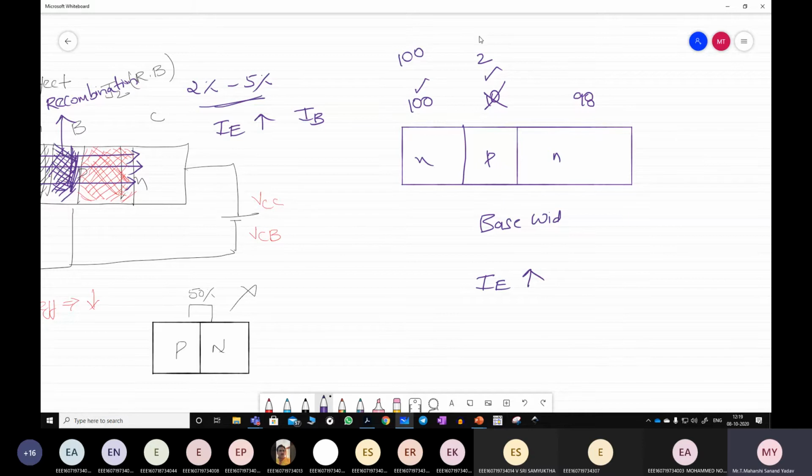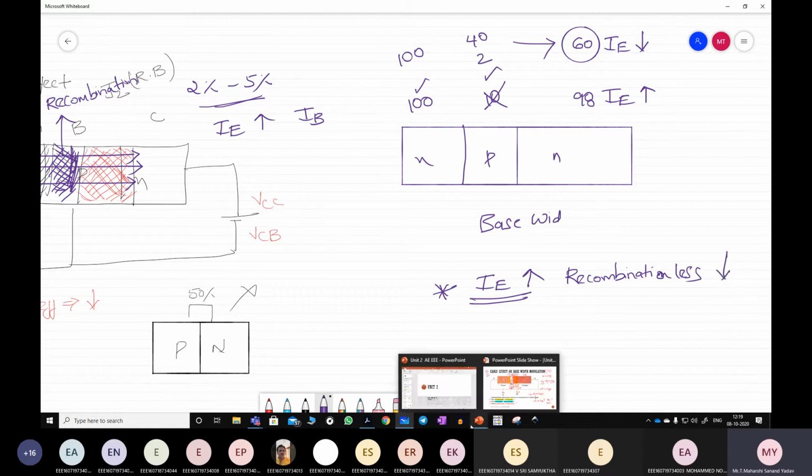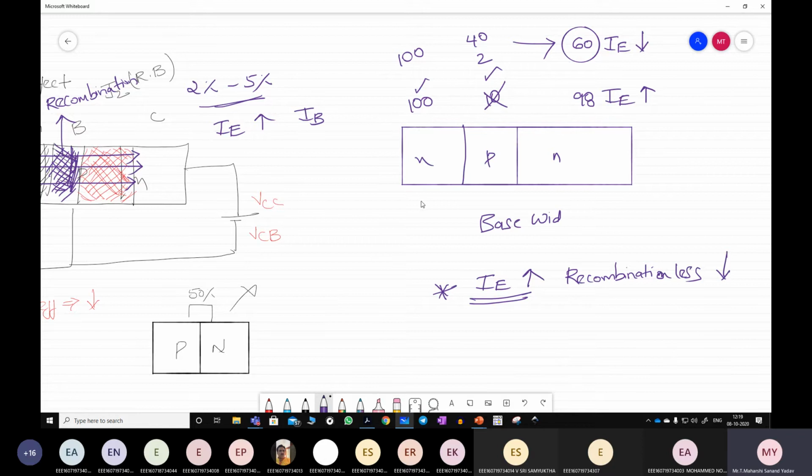Suppose for this case, if it is 100, there is no base width modulation, and suppose the recombination rate I am assuming as, say, 40. So what is the output? 60. Now IE is more or less? Now IE is less, whereas in the earlier case, IE is more. So simple concept: for IE to be more, recombination rate should be less. This is an important notation. Please make a note: in order to increase IE, recombination rate should be less. That's why I'm getting more IE compared to IB.